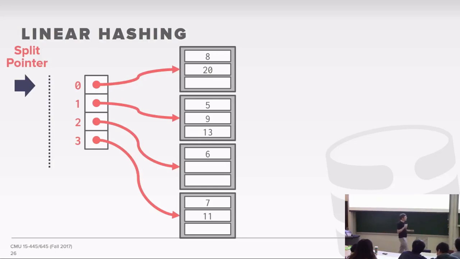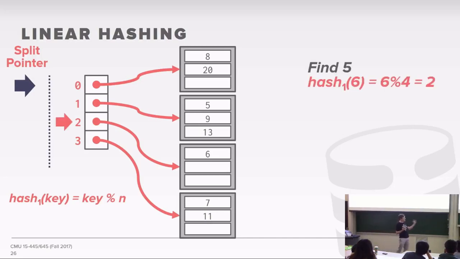And like in cuckoo hashing, now we're also going to have multiple hash functions. In the very beginning, the split pointer is pointing to the first offset in our array, so we only need one hash function. But as we go along, you actually end up having two of them. So let's say I want to do a find on 5. For this, we just run it through our hash function, and for simplicity, we'll say this is just the integer representation of the key mod the number of entries we have. So in this case, it's 6 mod 4, and that gets us to 2, and then we can jump down and find our entry in the third bucket there.